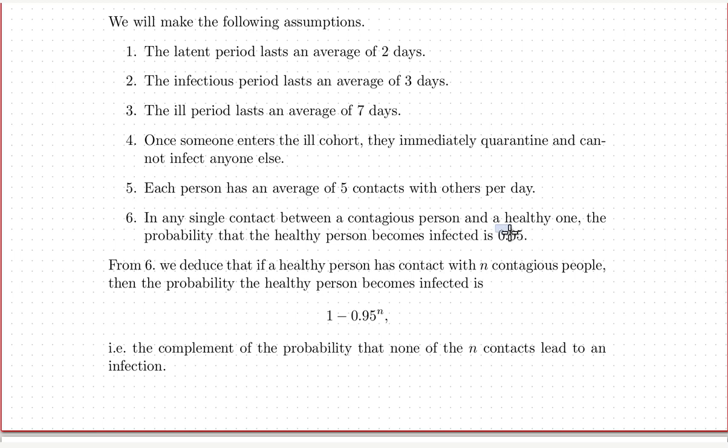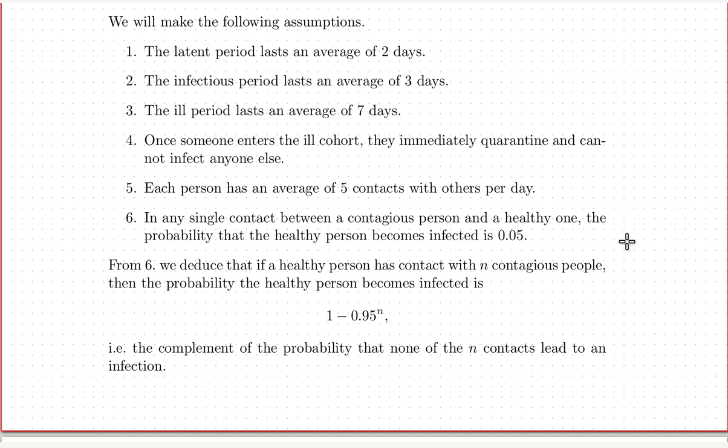From the assumption that the probability of transmission is 0.05, we can also calculate the probability that if a person has contact with n contagious people during one day, that person becomes infected. The way to compute that, and this is what I tell my finite students, is to use the complement method. We want to compute the probability that the person does not become infected, and then subtract that probability from 1 to get the probability that they do become infected.